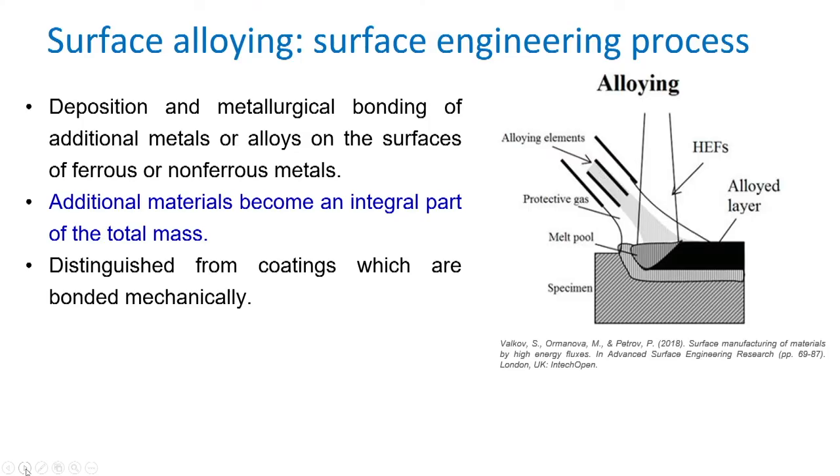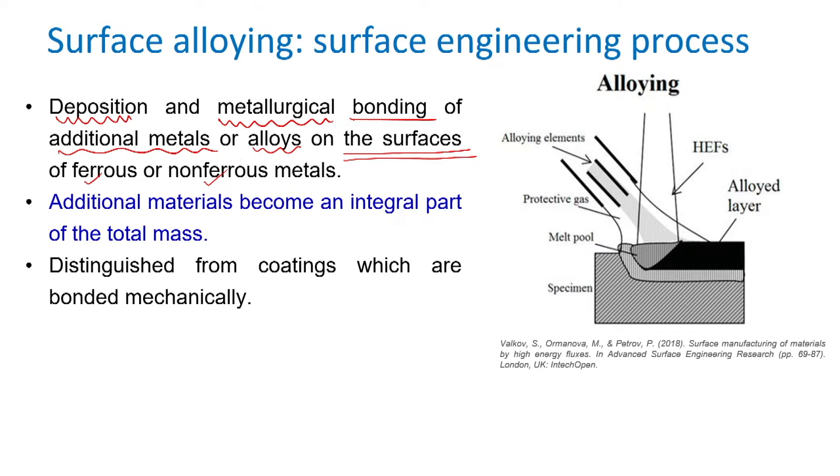So, surface alloying is basically a surface engineering process. Here we are depositing a foreign material, and that foreign material may be in the form of powder or in the form of wire, and then we are carrying out the metallurgical bonding of this additional foreign material over the surface to the substrate. So, this is the deposition and metallurgical bonding of additional metal or alloy on the surfaces of ferrous or non-ferrous material.